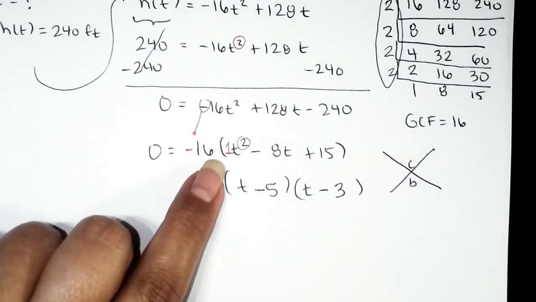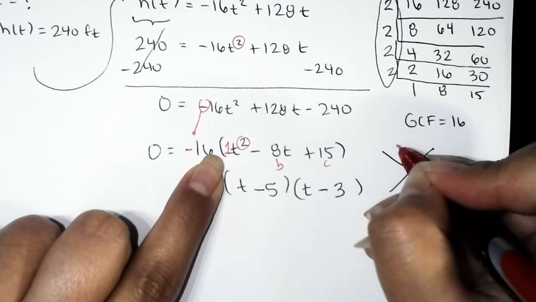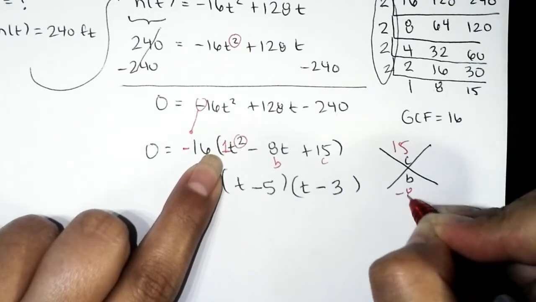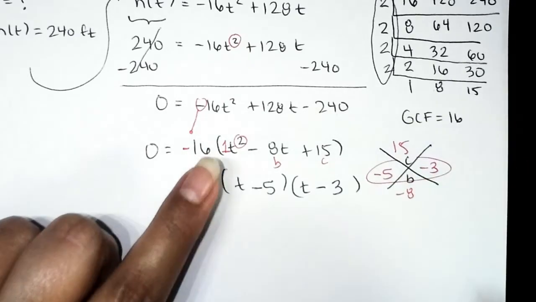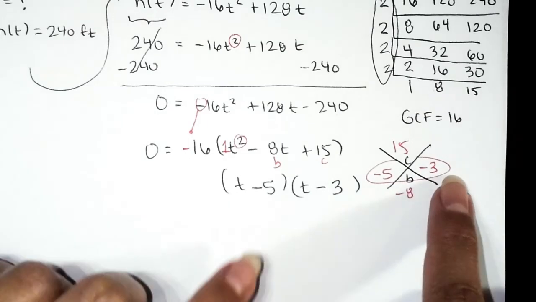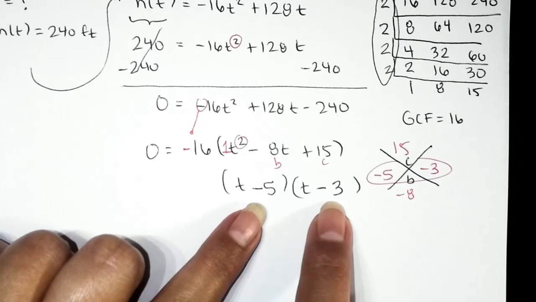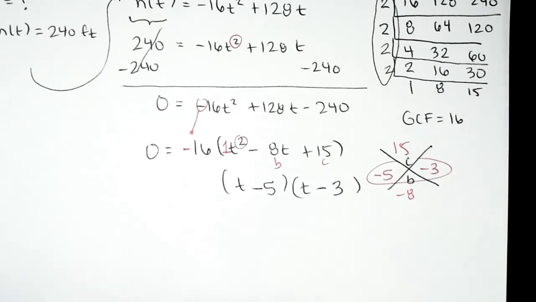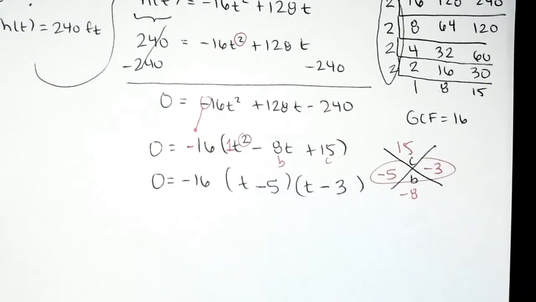Okay. So remember, leading coefficient is 1. So we want factors of c that add up to b. Factors of 15 that add up to negative 8. And that's negative 5 and negative 3. And then you use the sides to complete the binomial factors. Again, you can switch the sides. If you switch the sides in the x game, then your binomials will be flipped, and it's okay. Let's bring down the rest of the problem. Times negative 16 equals 0.